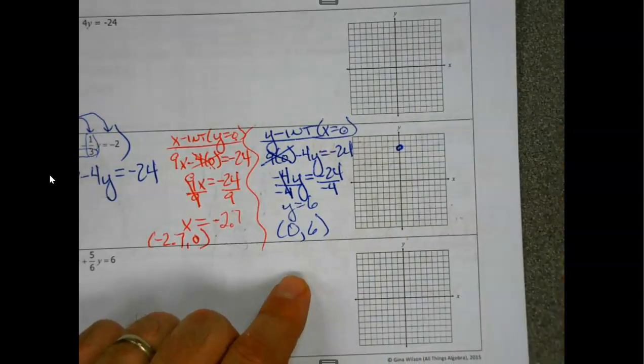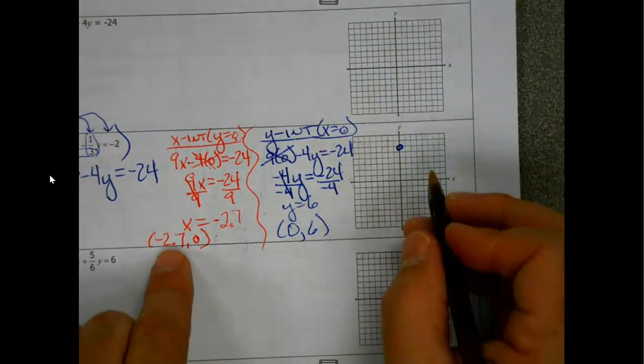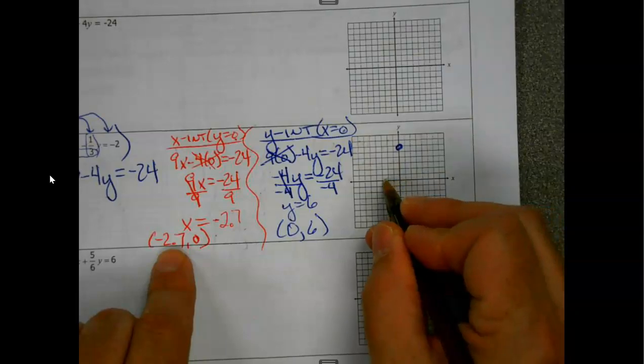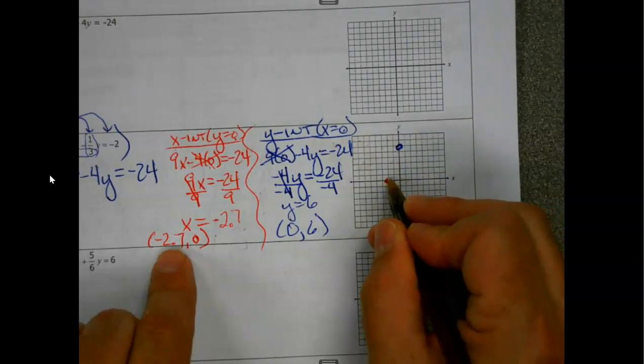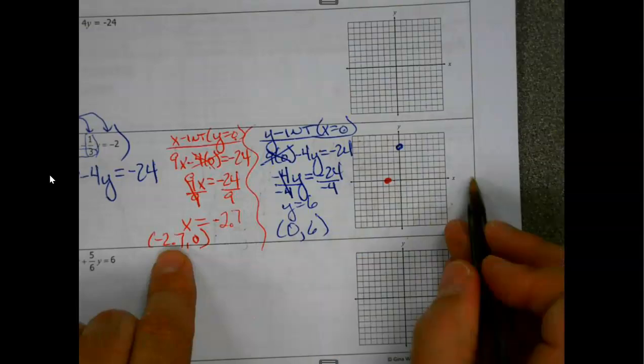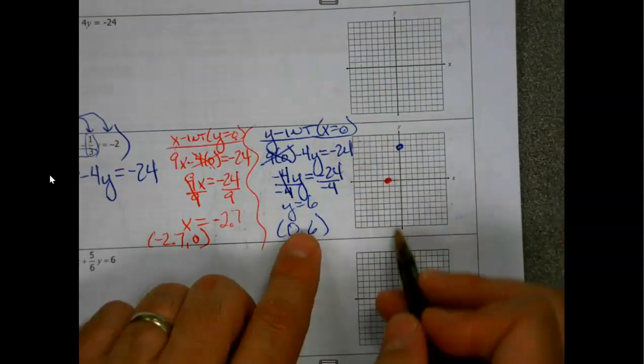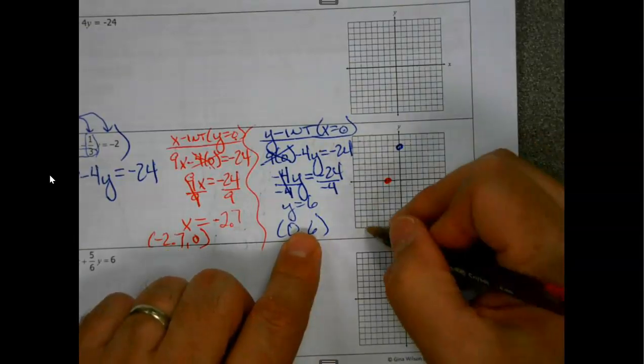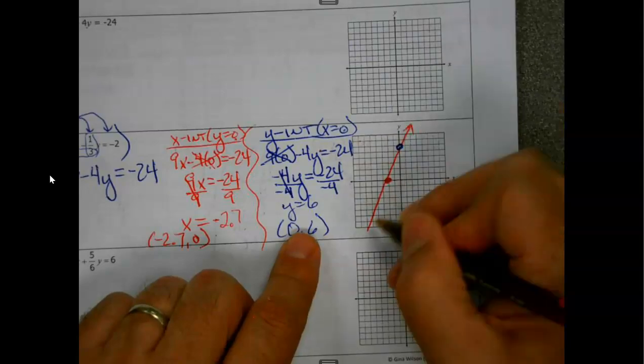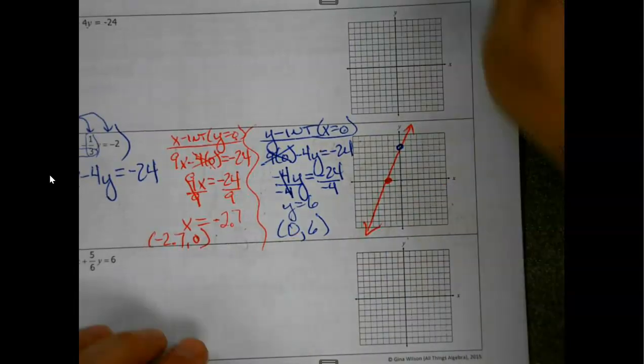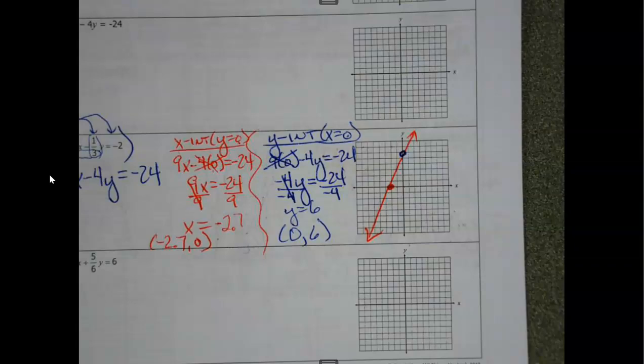Give me a dot. X is negative 2.7, so in between here. y is 0. Again, x-intercept x-axis, y-intercept y-axis. And we're good to go.